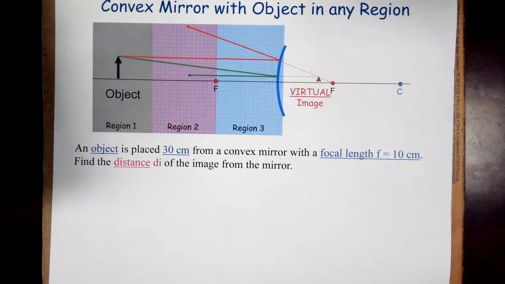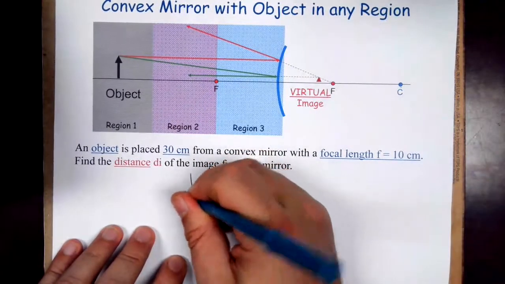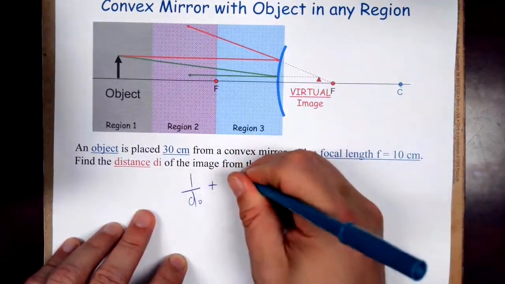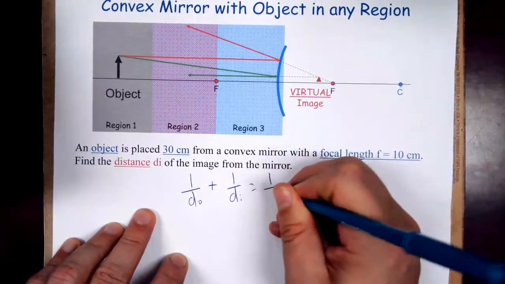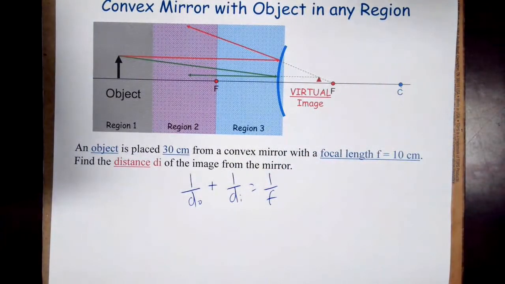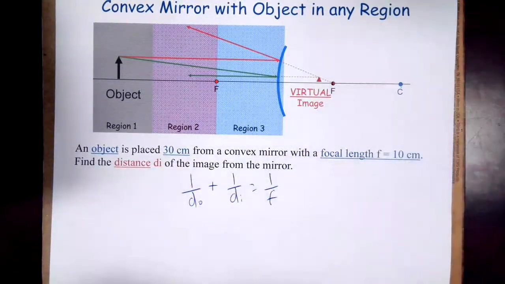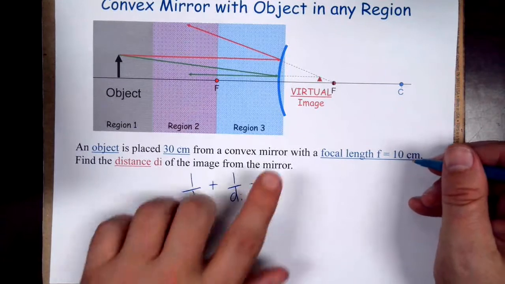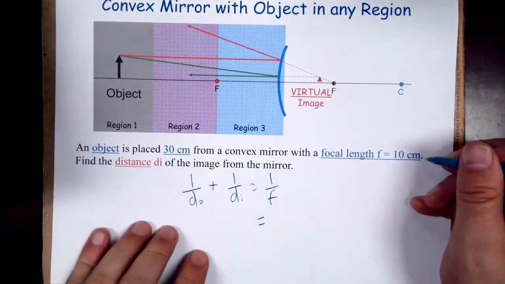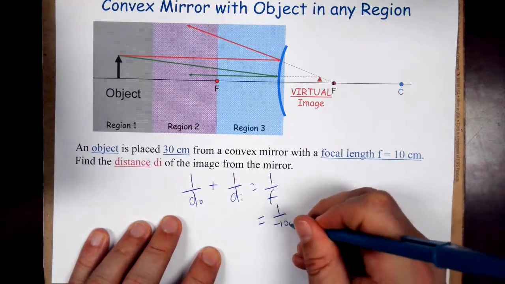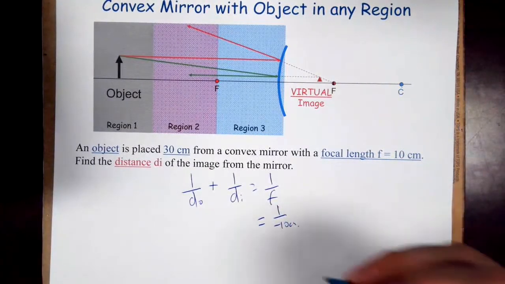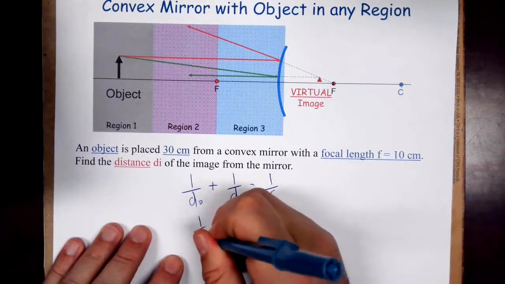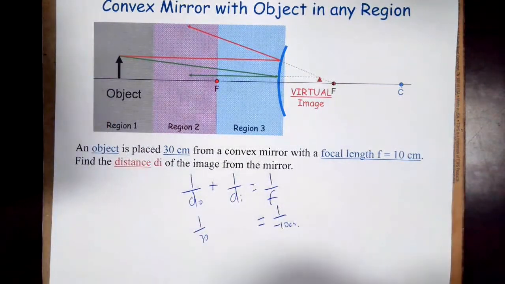But in any case, we want to go ahead and go through this. So we want to use our mirror equation: 1 over dO plus 1 over di is equal to 1 over the focal point. Here, the focal length of the mirror is 10 centimeters, and our object is at 30 centimeters. The first thing to notice is that our focal length is negative now. It's convex with a focal length of 10, so the true focal length here is negative 10 centimeters. Our object is 1 over 30. It's still positive because it's on the same side of the mirror.